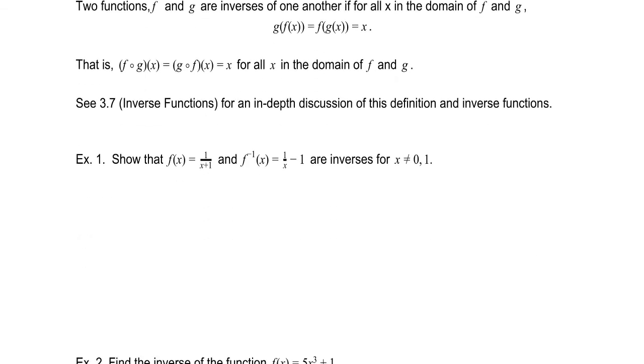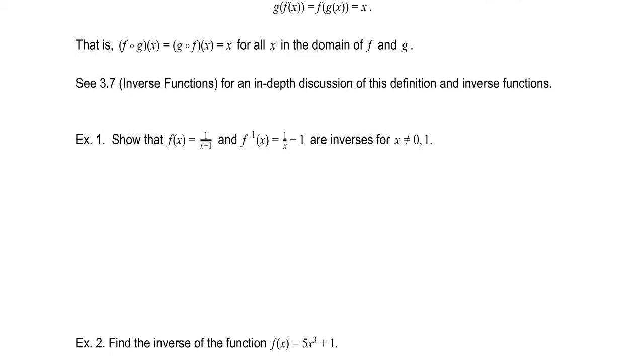So example 1 says show that f of x equals 1 over x plus 1 and f inverse of x equal to 1 over x minus 1 are inverses. To show that they're inverses, we want to consider f of f inverse of x. And it's sort of presumptuous to say that one is f and one's f inverse, since we are about to show that they are inverses.